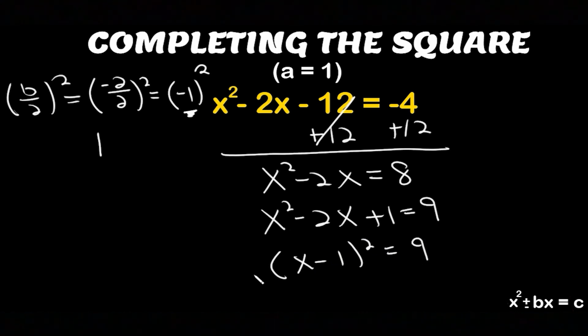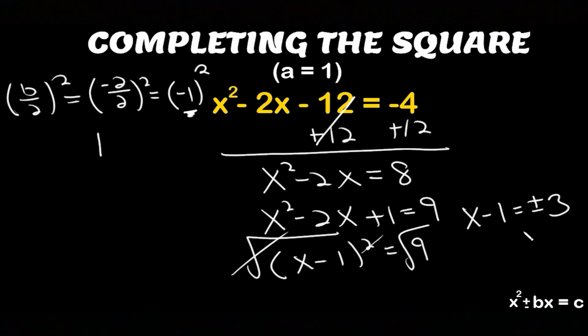Okay. Now we take the square root on both sides. Okay. This will cancel, cancel. Square root of 9 is plus or minus 3. So we get x minus 1 equal to plus or minus 3. And then we just have to add 1 on both sides.